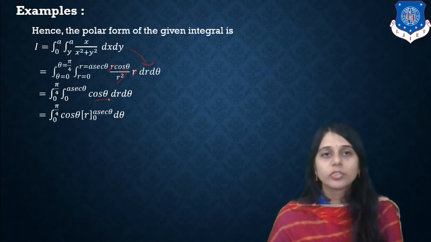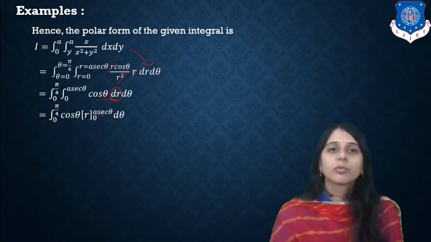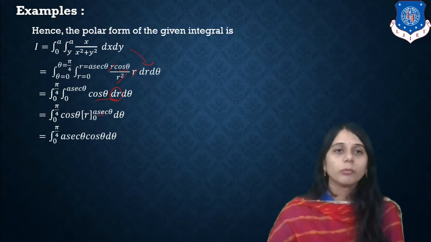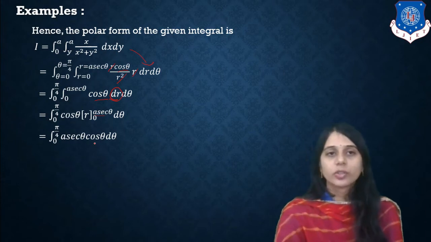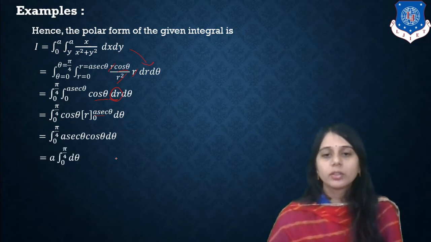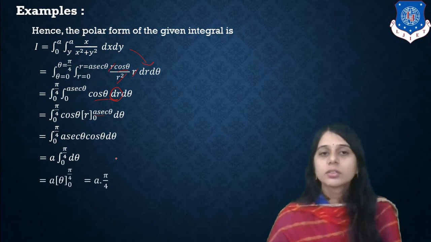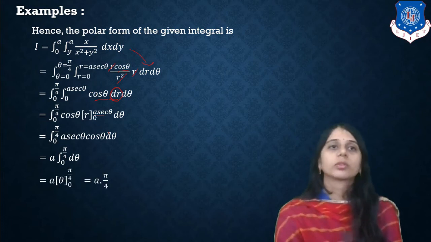Cos theta is a constant with respect to r. So we say that it is integral of 1 dr, which is r. Limit is 0 to a sec theta. Putting upper limit a sec theta minus 0, we get a sec theta cos theta. Sec theta cos theta is 1. So we get 1 d theta. Answer is a into pi by 4.